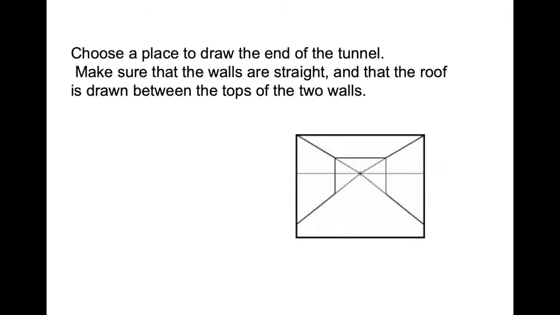The next thing you will do is choose a place to draw the end of your tunnel or that back wall. Make sure the walls are straight, vertical, and that the roof or ceiling between the tops of the 2 walls is level right there. So you're just drawing this shape right there.